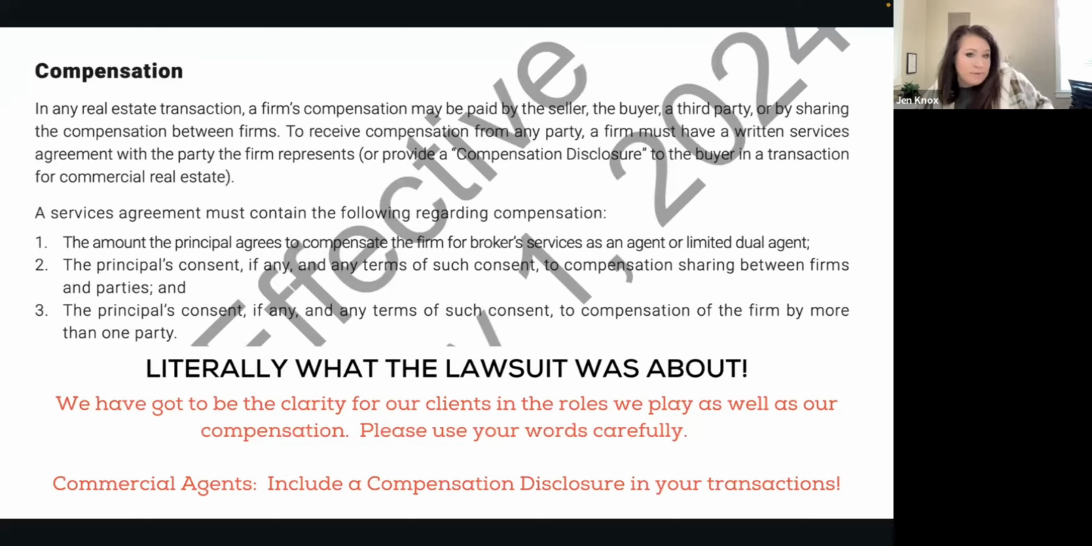And it may be possible that in our market, a seller might be willing to either pay some of that or pay all of that. But we are going to be holding sellers accountable for paying their agents, and we're going to be holding buyers accountable for paying their agents as well. We have to have clarity on this.